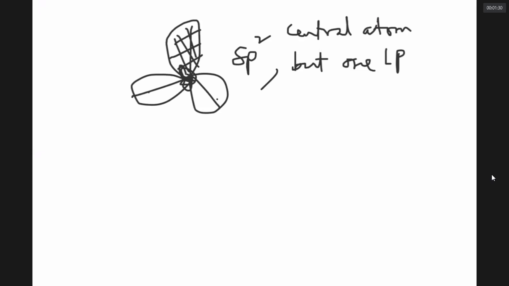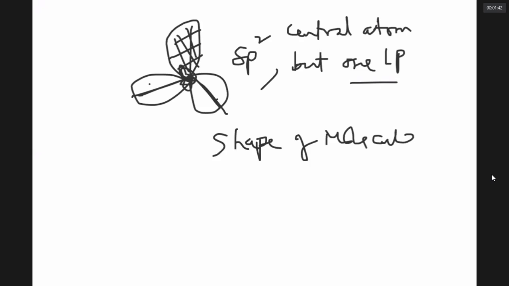If the central atom undergoes sp2, but there is one lone pair and only 2 are making bonds, what is the shape of the molecule? V shape. Bent.